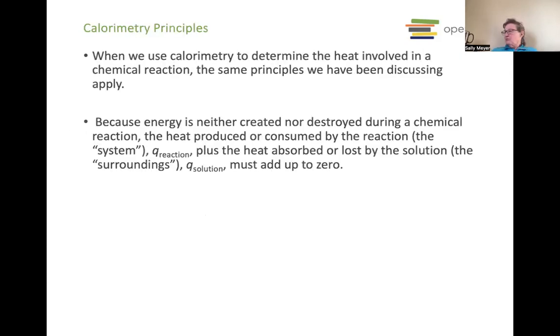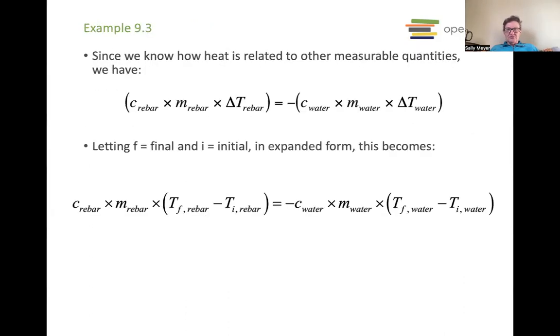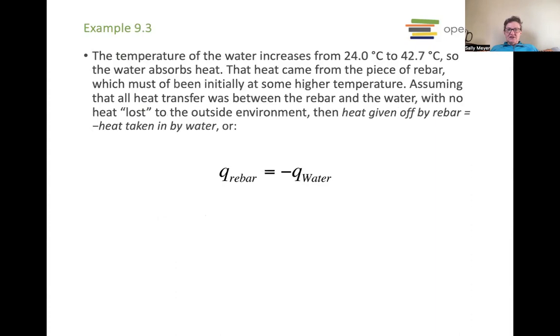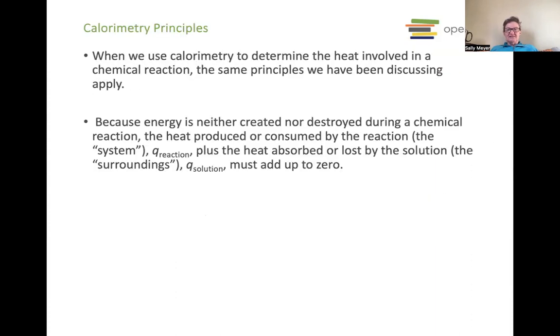So when we use calorimetry to determine the heat involved in a chemical reaction, the same principles we've been discussing apply. It can be just heat moving from one substance to another, but it could also be, rather than putting a chunk of metal in, you're putting something into that system that chemically reacts. And then you can also look at the temperature change and decide whether or not that reaction gave off heat or absorbed heat.